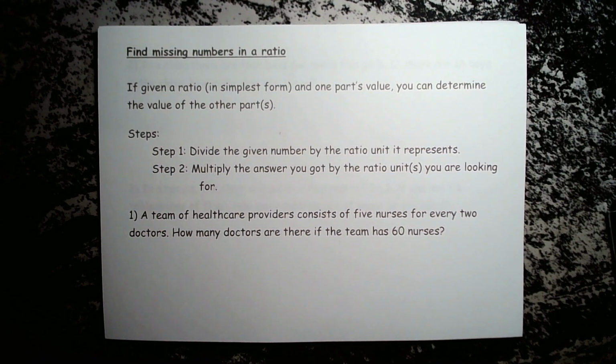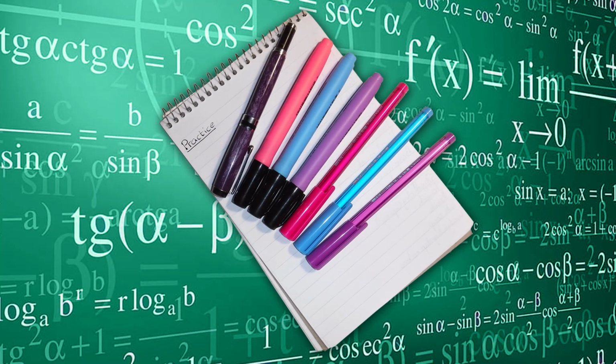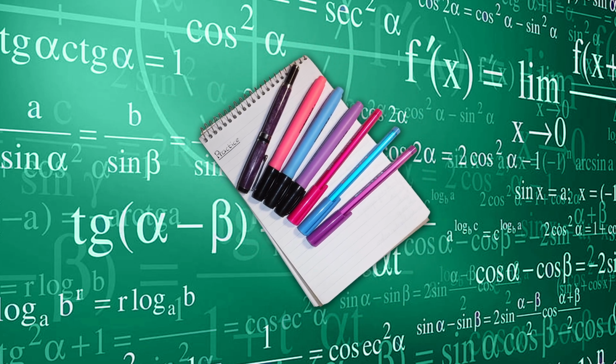Firstly, you divide the given number by the ratio unit that it represents. And then secondly, you multiply the answer you got by the ratio units you are looking for. Let's look at this in practice.